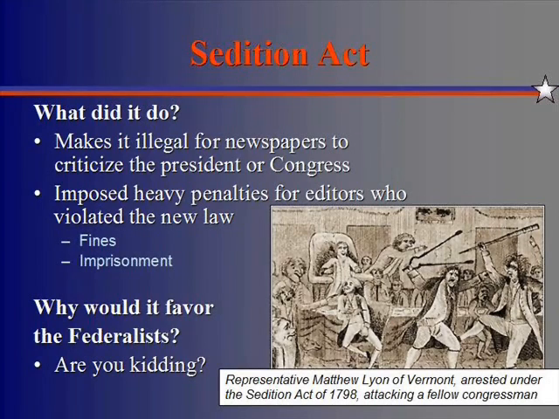Now, why would this favor the Federalists? Are you kidding? If you can keep your opponents from criticizing you, if you can shut the Democratic Republicans up, then you, of course, have the upper hand. Because anytime they want to criticize or express an opinion about a program, well, you can just say that they're violating the Sedition Act, have them arrested, thrown in jail, or fined to the point where they don't feel it's worth the risk. Now, coming up are a couple of cartoons to help you understand.